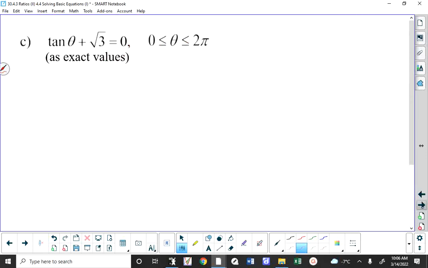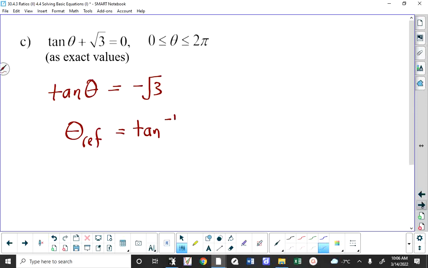This one says exact values. And Ian had asked, are we ever going to be expected to do exact values? Well, yes. The first thing we're going to do here is prep this equation so I can find a reference angle. Okay? So I've just moved that root 3 over. And I don't want anybody to calculate anything just yet. But theta reference will be equal to the inverse tan of root 3, no negative.